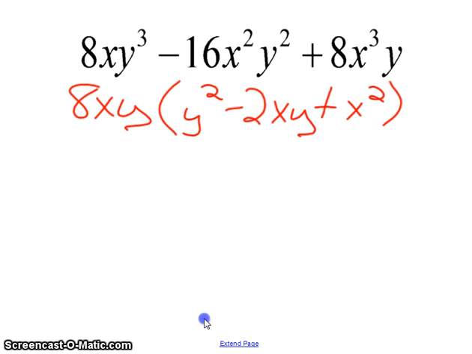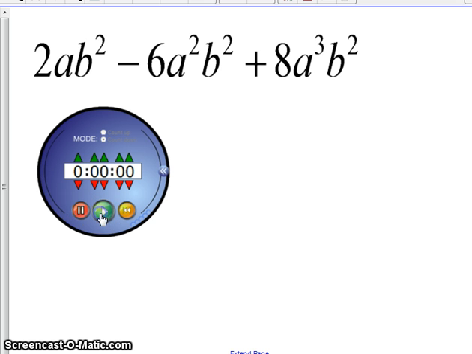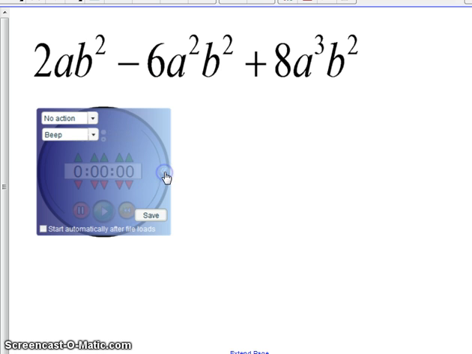Okay. So here's my next problem. I've got a timer here. That means I'm going to give you that much time to do it by yourself. You want to write it down before I hit go? Nope, that's not what the problem is either. Oh well, I guess my timer isn't going to work.